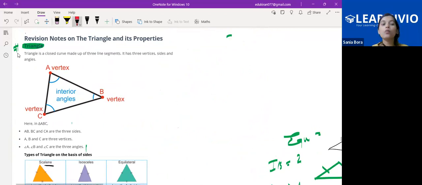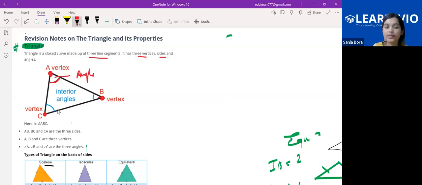So first of all, ma'am, what is a triangle? A triangle is a closed curve made up of three line segments. I already taught you what a line segment is. It has three vertices, three sides and angles. The vertices are A, B, C. They are the angles.